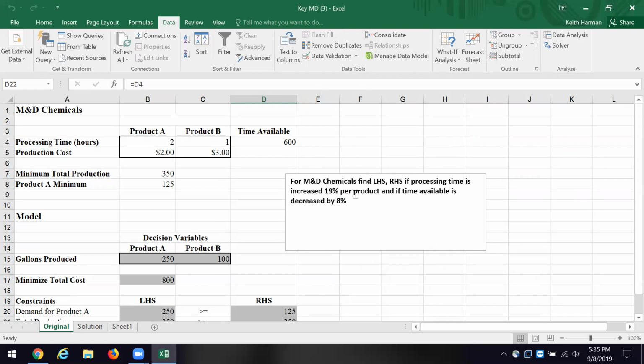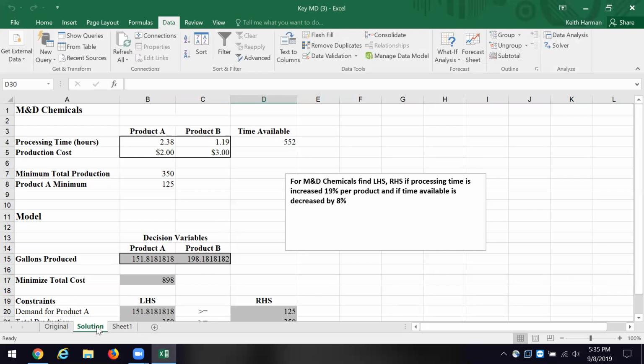If the processing time is increased by 19% per product, and if the time available is decreased by 8%, let's go over and look at this in the solution area. And so I did a tab. All I did here is I took the original tab. This was out of the student files. I duplicated it, and then I put in the solution. And let's look at this.